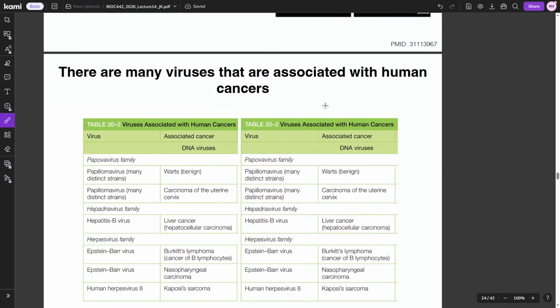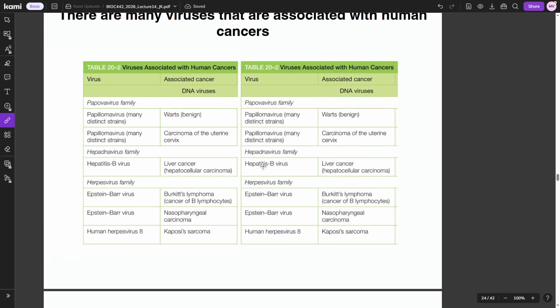There are many viruses that are associated with cancer. Some viruses cause cancer, and so this is just something to be very aware of. So like hepatitis B, I think, is on here, right? Yeah, hepatitis B causes liver cancer. There's a bunch of these, Epstein-Barr virus, human herpesvirus. There's a bunch of these that cause cancer, so you guys got to be really careful with these.